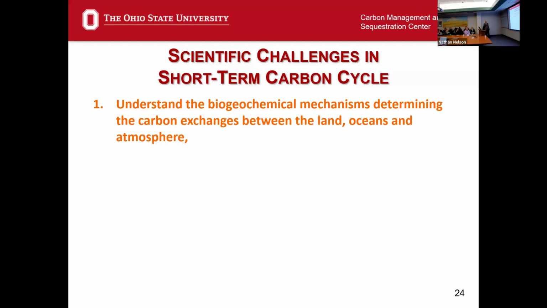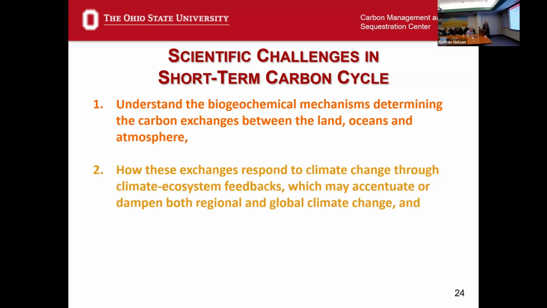Some of the challenges of the short-term carbon cycle: understanding the mechanism, how the land, ocean, and atmosphere react, how the mechanism can favor the absorption in land and ocean, and how these exchanges impact the feedback. Feedback can be positive, and the positives really aggravate the climate change, and the feedback should be negative. So we want agriculture and negative feedback.